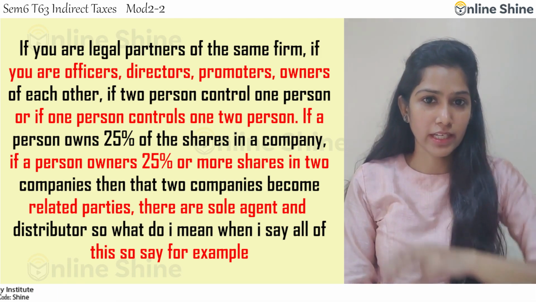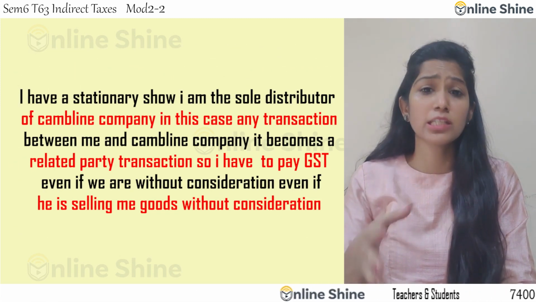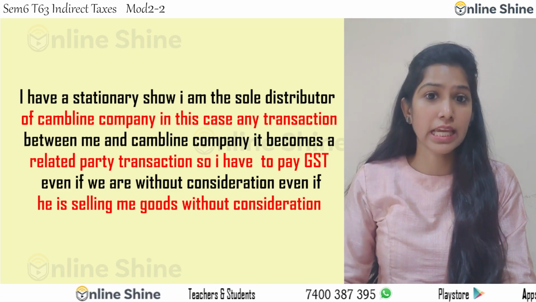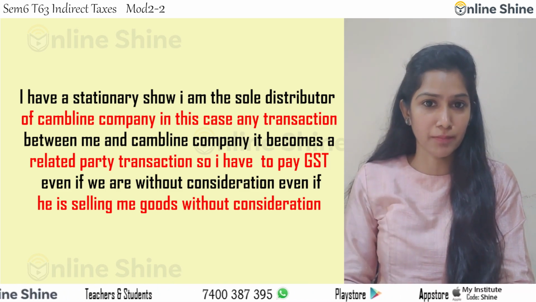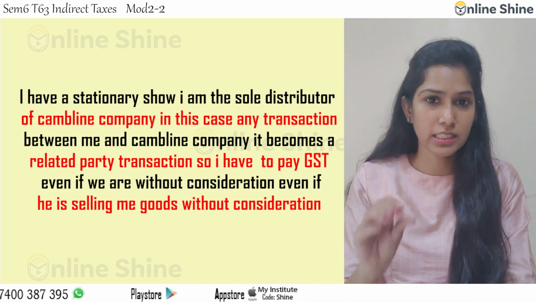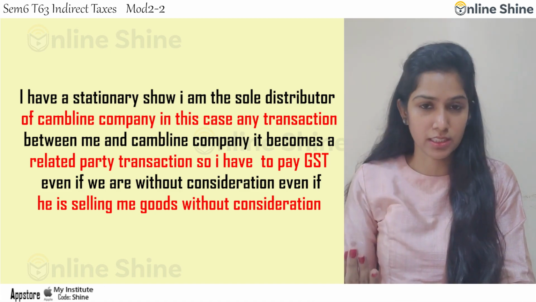So what do I mean when I say all of this? Say for example, I have a stationery shop. I am the sole distributor of Camlin Company. In this case, any transaction between me and Camlin Company becomes a related party transaction. So I have to pay GST even if we are dealing without consideration, even if he's selling me goods without consideration.